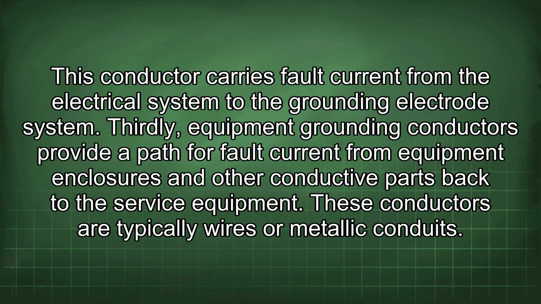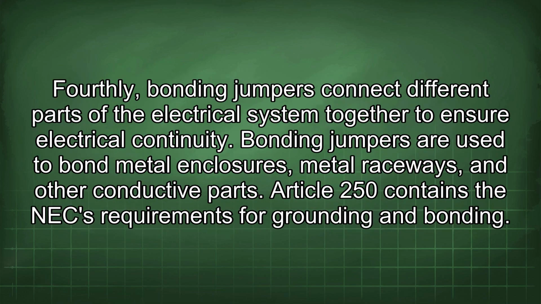This conductor carries fault current from the electrical system to the grounding electrode system. Thirdly, equipment grounding conductors provide a path for fault current from equipment enclosures and other conductive parts back to the service equipment. These conductors are typically wires or metallic conduits. Fourthly, bonding jumpers connect different parts of the electrical system together to ensure electrical continuity.